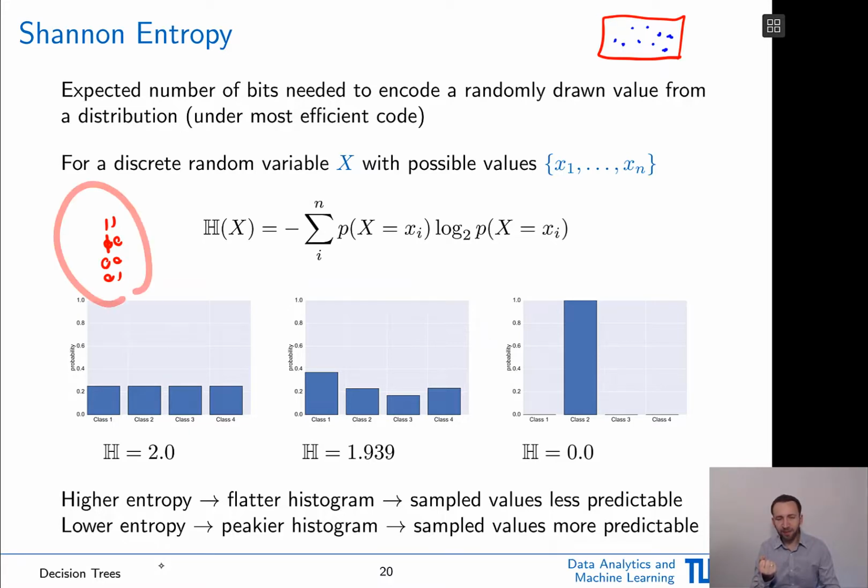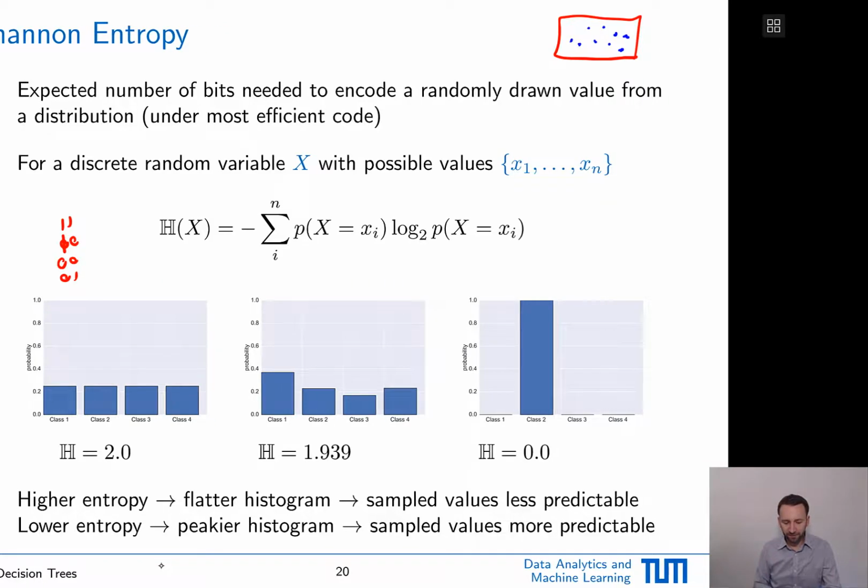Here we need 2 bits to encode this information. Here I don't have to tell you anything because you already know it's blue. So you see, high entropy means a flat histogram, meaning the sampled values are less predictable, which is bad. Lower entropy means peaky histograms, meaning it's more predictable. And this predictable is what we want, right? Because we want to predict the class label in this region. And here we have a perfect prediction. This is why entropy is a good measure for the purity of these regions.